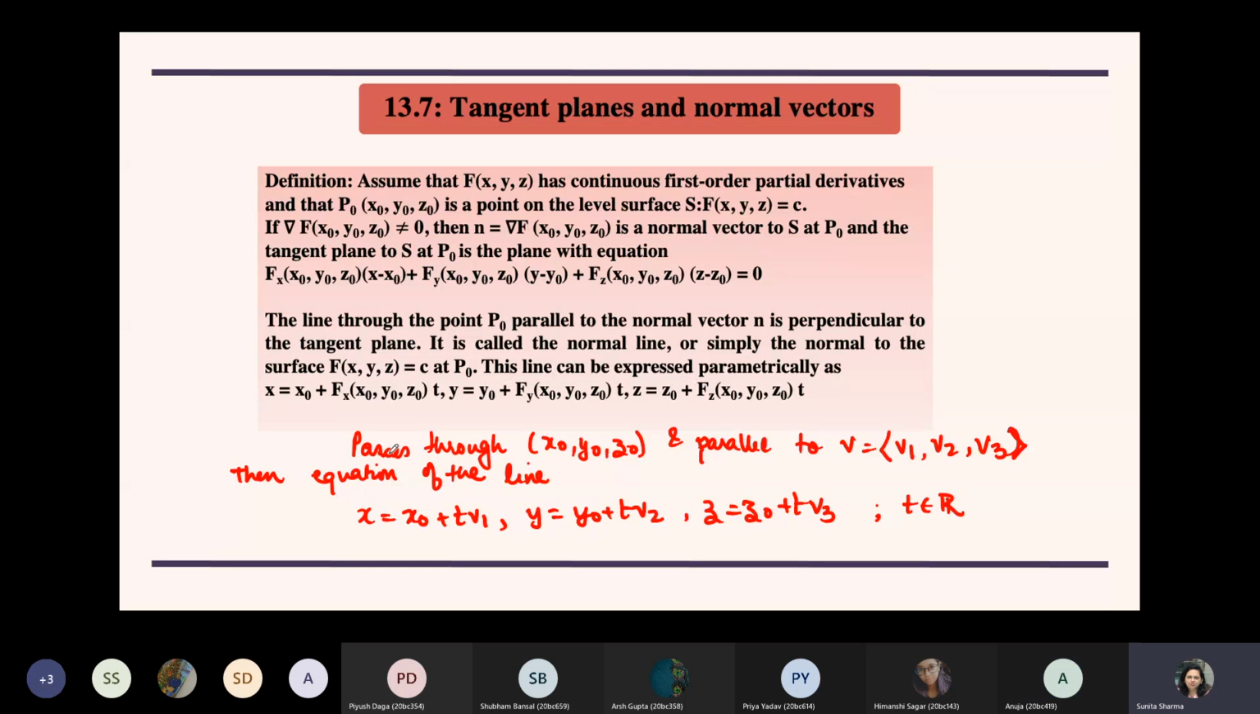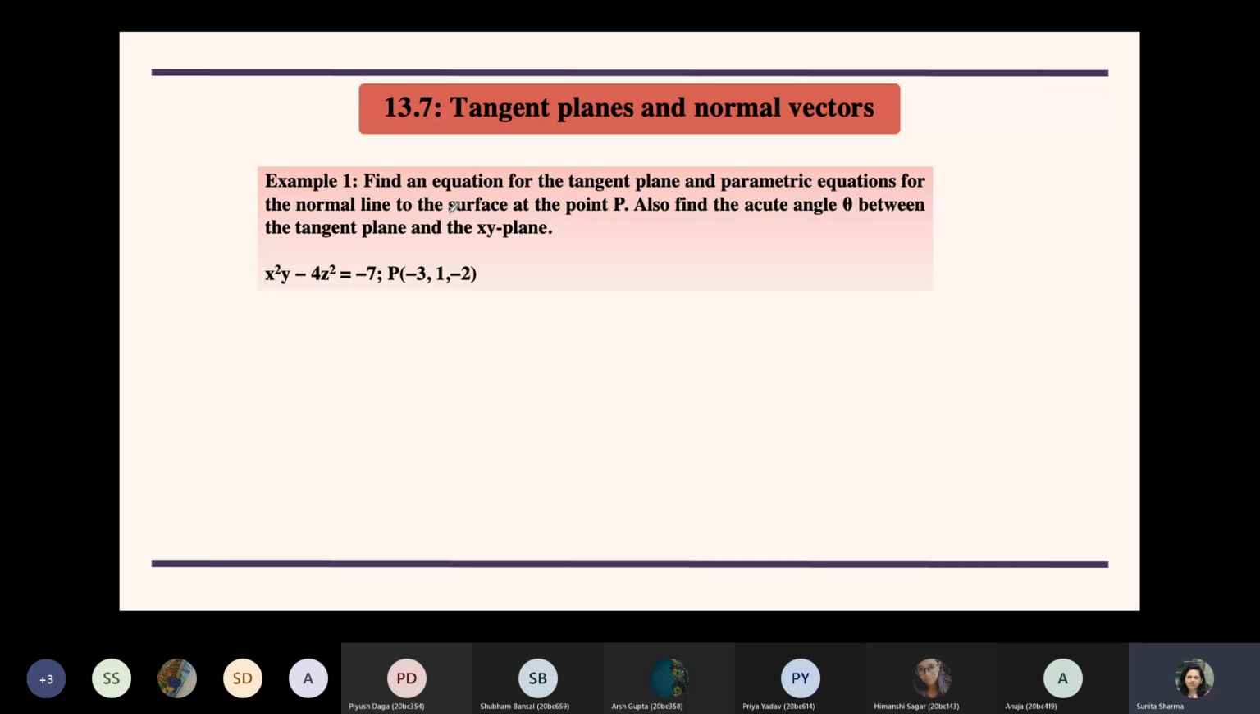I'll now move on to a question where you have to find the equation of the tangent plane and the parametric equations of the normal line. For the tangent plane, we need to find the gradient, and once we have found the gradient, that will be used for the normal line also. The surface is given by this equation at the point P, so the point P is given to you. Also, you are required to find the acute angle between the tangent plane and the XY plane. The angle between two planes has to be found, and we'll see how to find it using the concept of finding the angle between two lines.